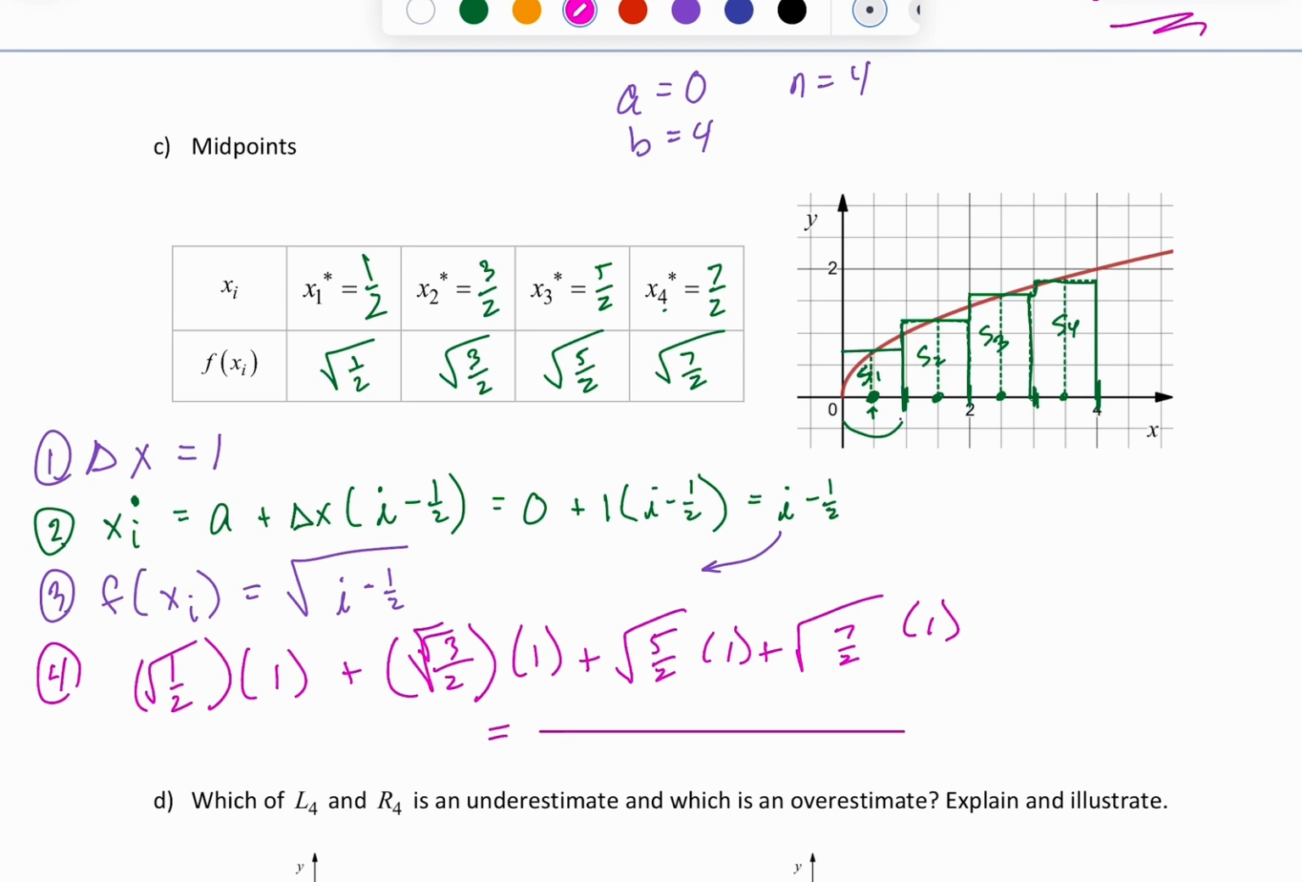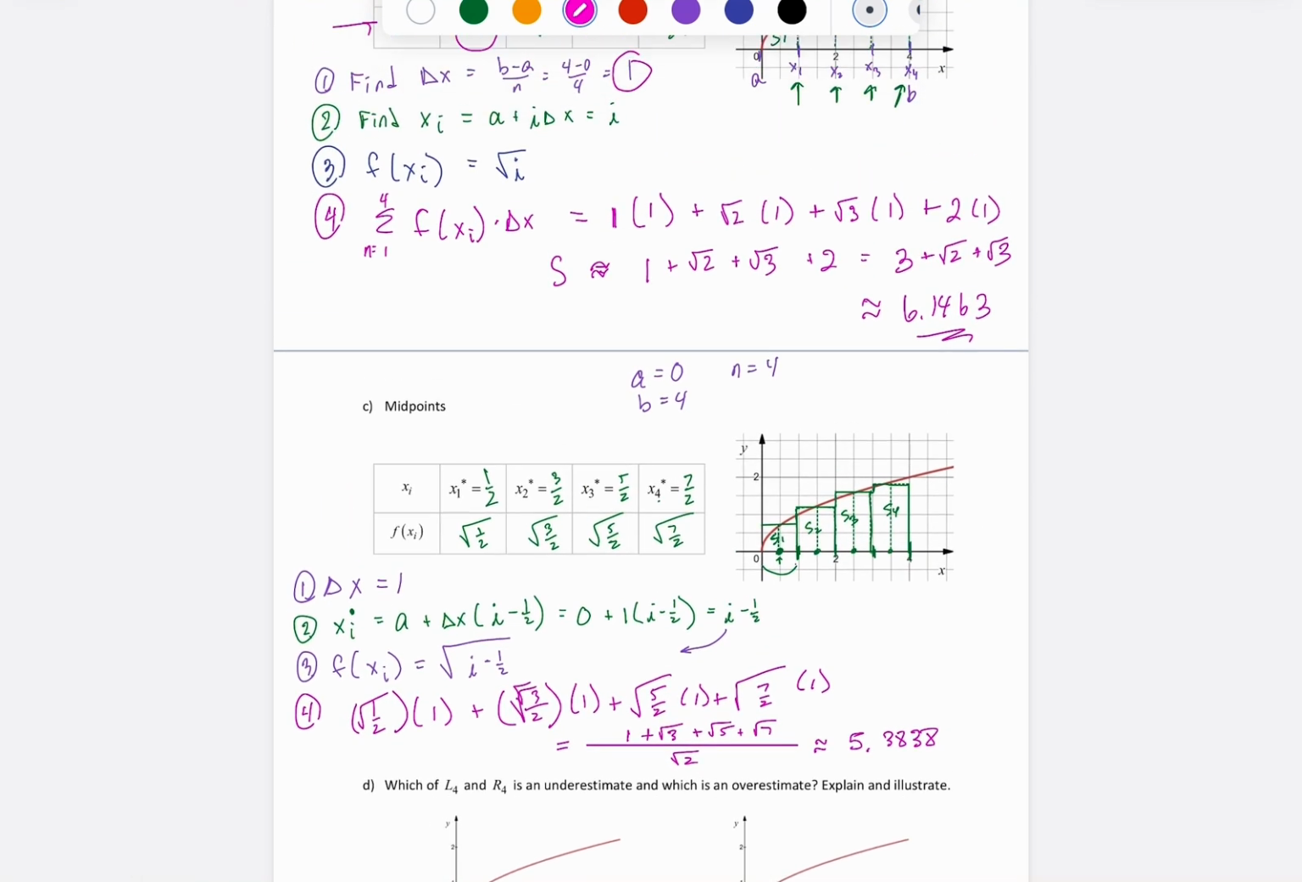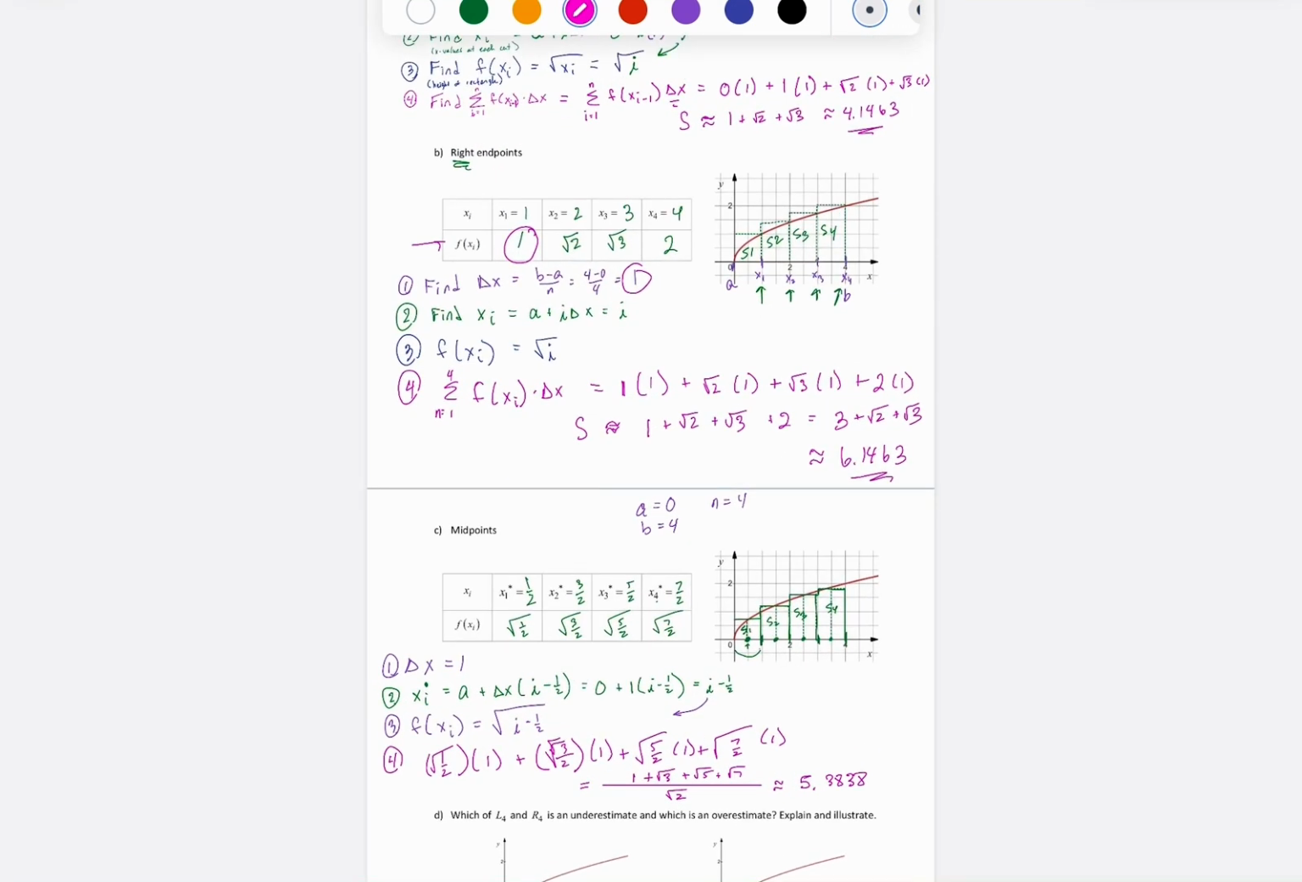So that's the square root of 1, which is 1, plus the square root of 3, plus the square root of 5, plus the square root of 7, all over square root of 2. And if I put that into a calculator, I get approximately 5.3838. Notice that is somewhere between our lower estimate and our upper estimate.